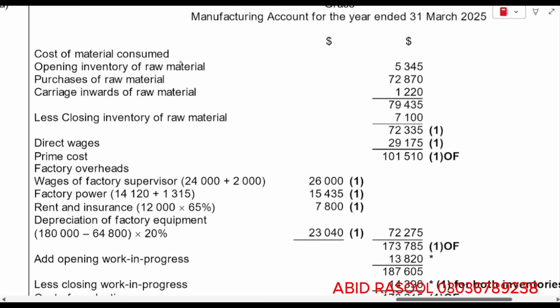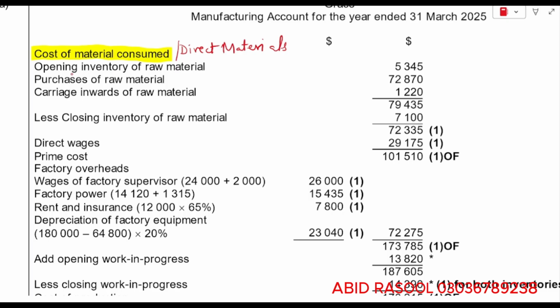Okay, they are starting with a heading, cost of material consumed. I highlight the headings here. Cost of material consumed. Okay, we can also say it, this is direct material or direct materials. Direct materials are those which can be easily associated or calculated, that how much of some material is being used for 1 unit of the product. Okay, these are the direct materials.